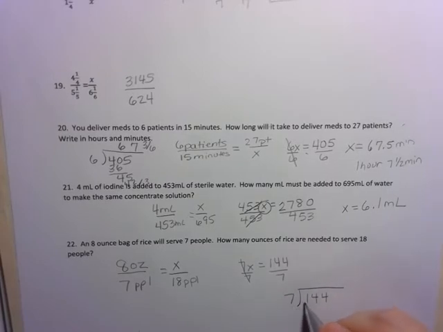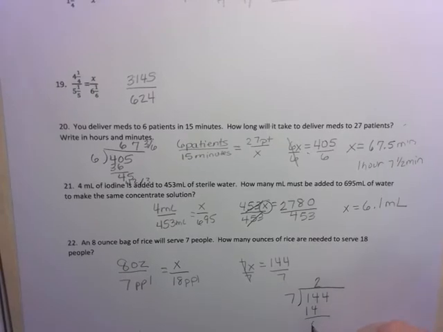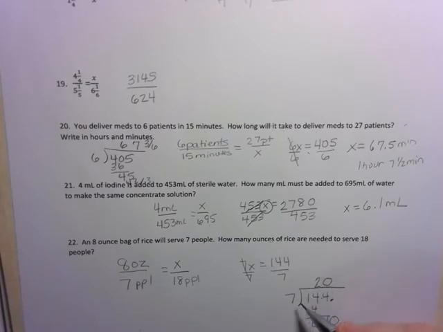Seven goes into 14 twice, so I put my number right above the 14. 7 does not go into 4, so I put my 0 up there. And my decimal here, I can actually bring this down, and 7 goes into 40 5 times. So roughly I need 21 ounces of rice.